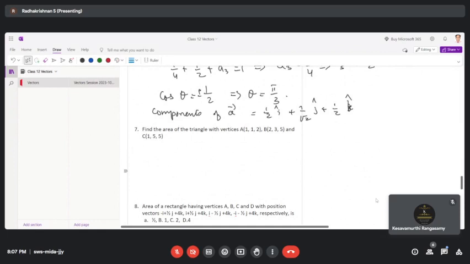Next problem. Find the area of the triangle with vertices A equal to (1, 1, 2), B equal to (2, 3, 5), and C equal to (1, 5, 5). Can somebody do this? Can you do it, Sundaresan? What is the formula for the area of a triangle? Sir, half A vector cross B vector. Correct. Half into modulus of A vector cross B vector.